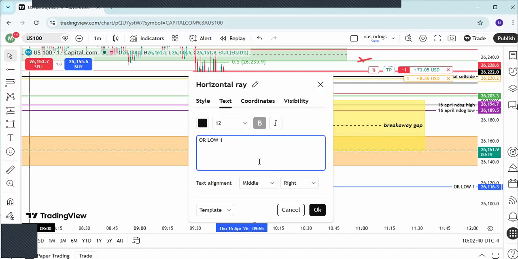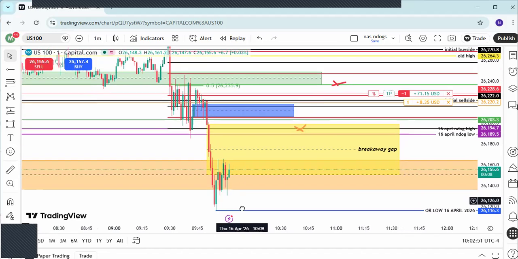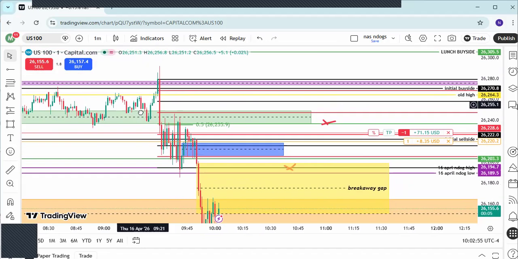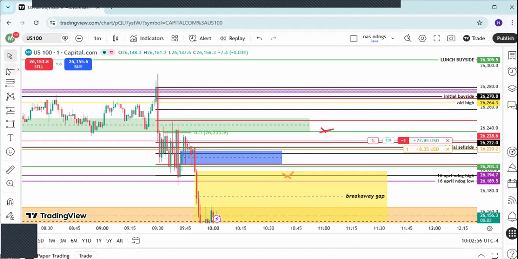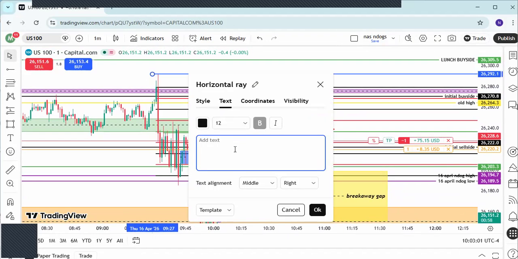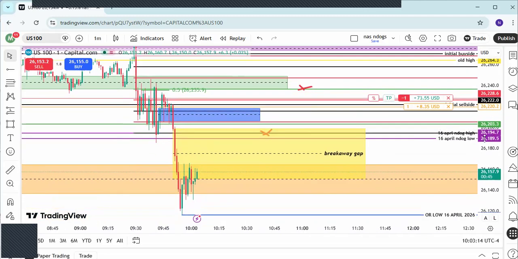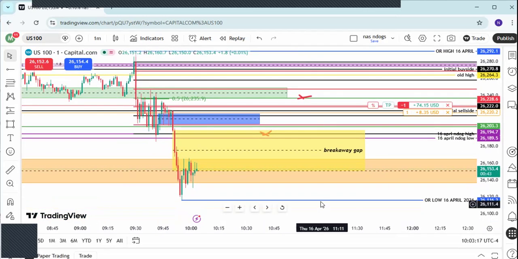For 16 April, I'm moving fast. 2026, right. There we go. That is the low of that. Where's the high of it? 9:30 is there. That's the high of it. So that's OR high, 16 April. So what you can do is grade this high to this high.